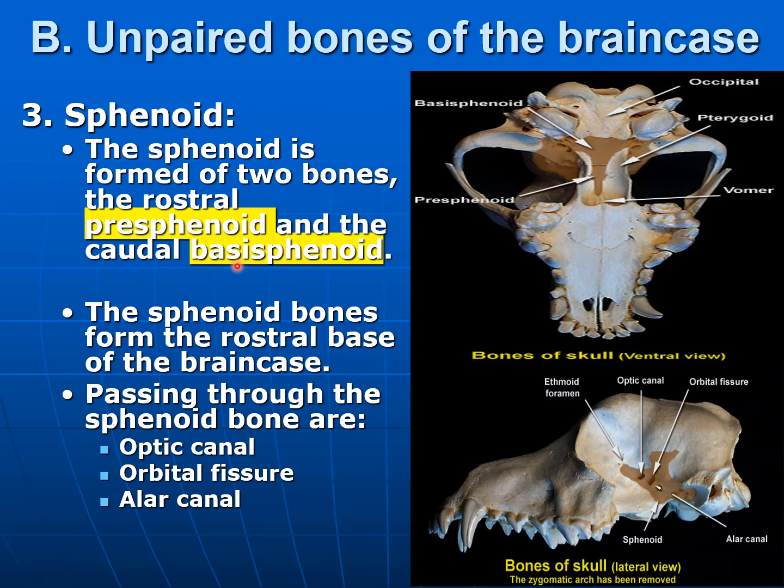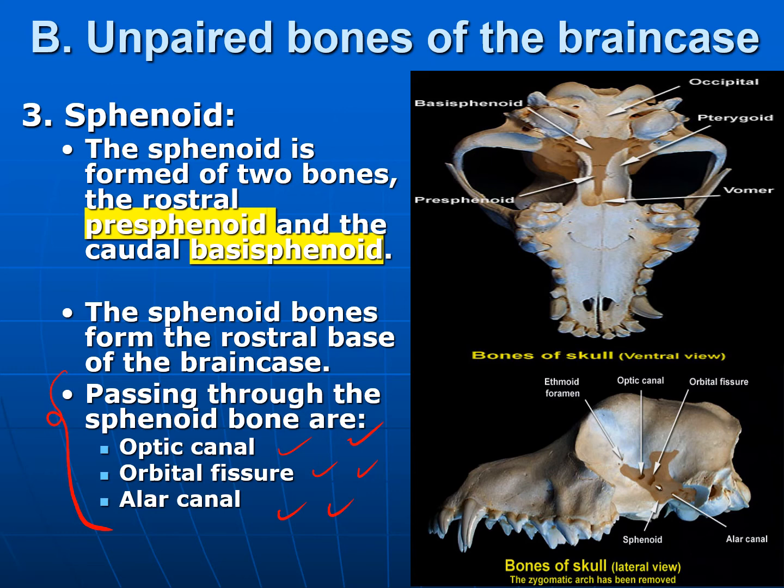The basosphenoid is the one found in the caudal, and the one that is almost triangular in shape is the pre-sphenoid. The sphenoid forms the rostral base of the brain case. From the sphenoid, there are three openings: the optic canal, the orbital fissure, and the alar canal.